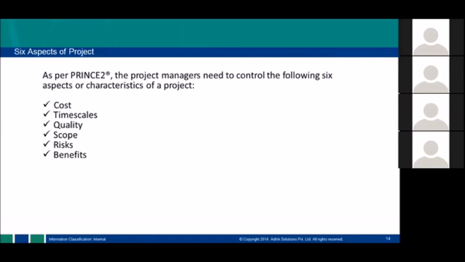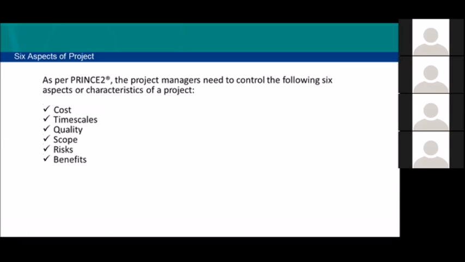Okay. So then 6 aspects we have: cost, time, quality, scope, risk, and benefit. Okay. So these are the main constraints. So we need to take care of these while we are doing our projects. So these are the 6 variables: cost, time, quality, scope, risk, and benefit.